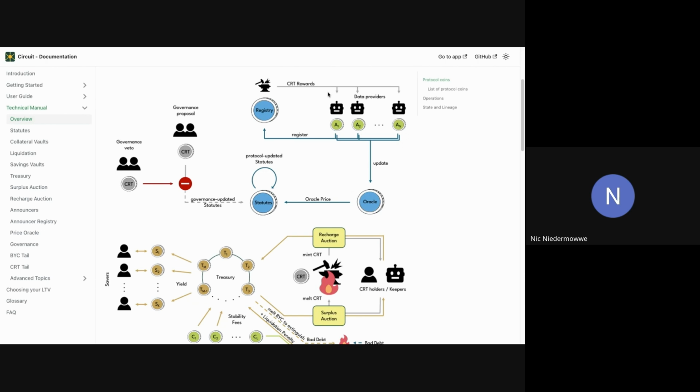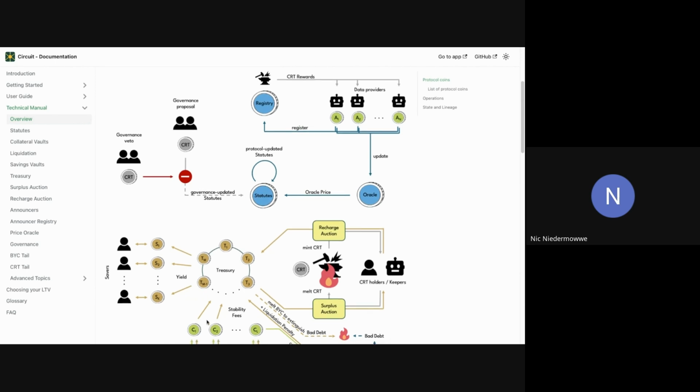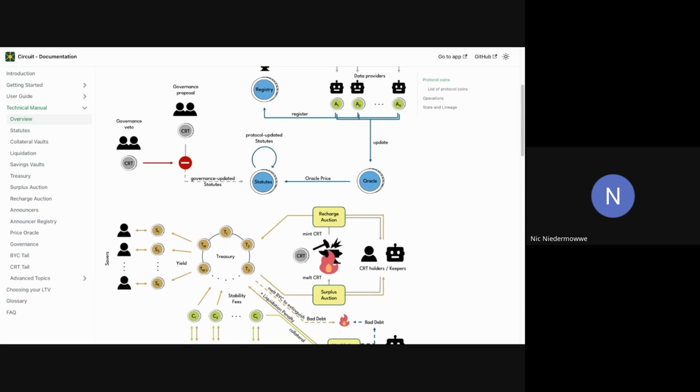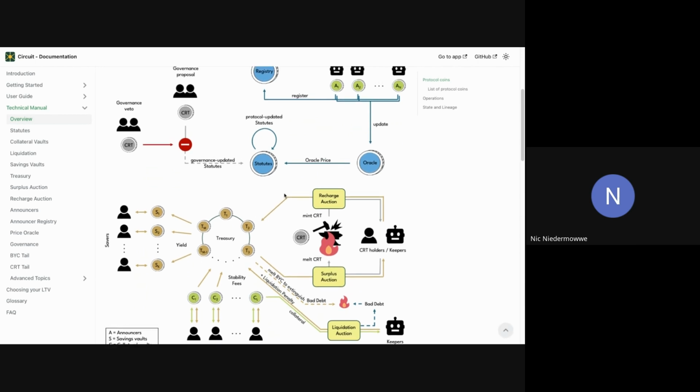Yeah, and then the other half of this here is basically the oracle that we've built that feeds the Chia price, so the Chia versus the dollar price, into the statutes coin. That's necessary for liquidation, so that's why we need to have this oracle in the first place, so that the protocol knows when these collateral vaults down here need to be liquidated to prevent under-collateralization.